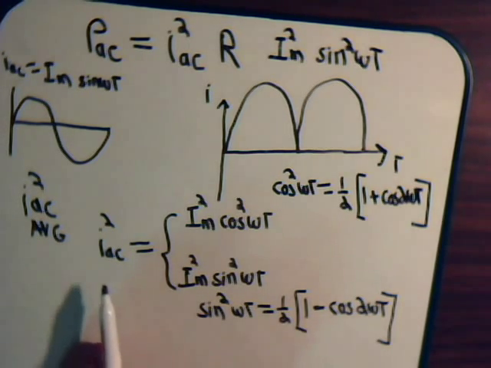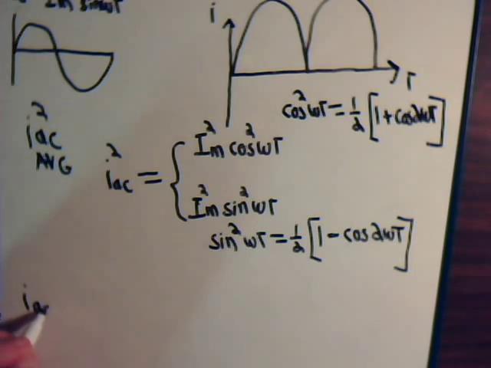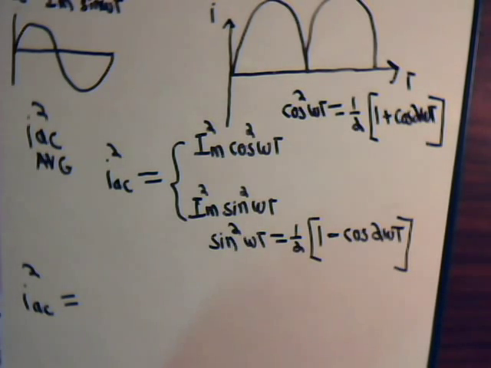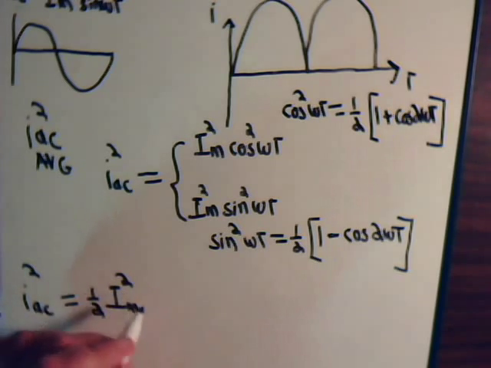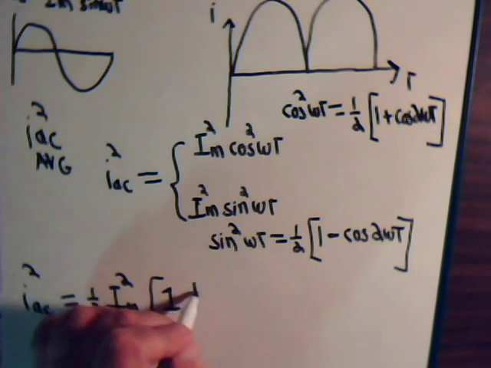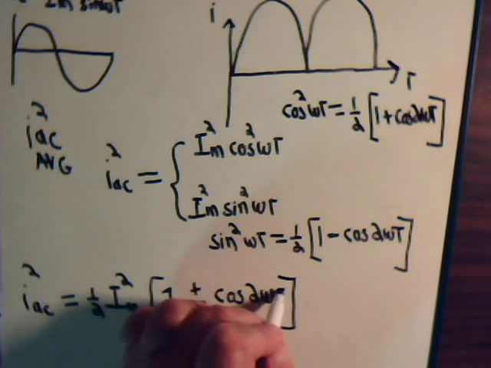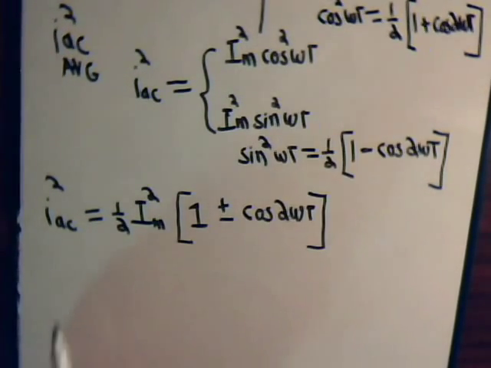So we want to find the average value of this, but let's write it out a little differently using our trigonometric relationships. IAC squared equals, each one has a 1/2 and a 1 and an Im squared. So this is equal to 1/2 Im squared times 1 plus or minus the cosine of 2 omega t. We'd use the plus if we're working with a cosine wave in our alternating current source, or the minus if it was a sine wave. Now we want to determine what is the average value of this.